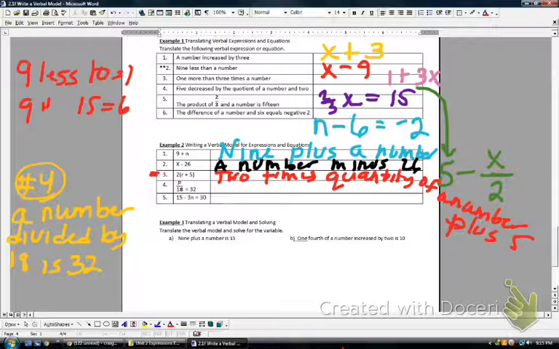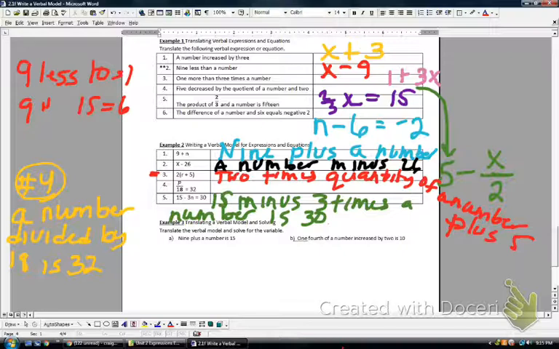Okay, then the last one is 15 minus 3 times the number is 30. So again, I didn't get real fancy with that. I kept it pretty simple. All right, let's look at our next example.